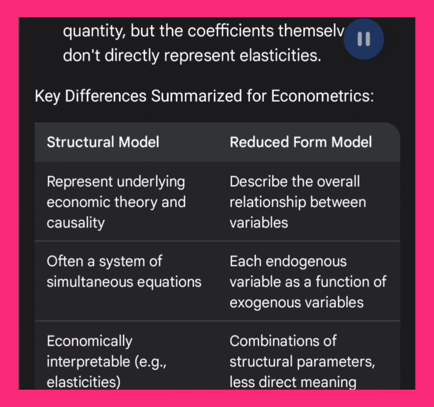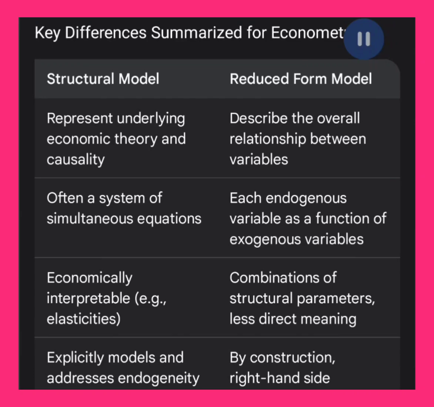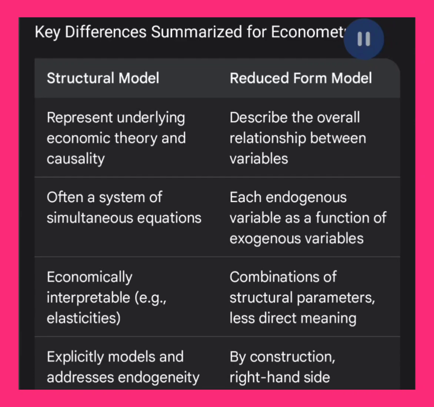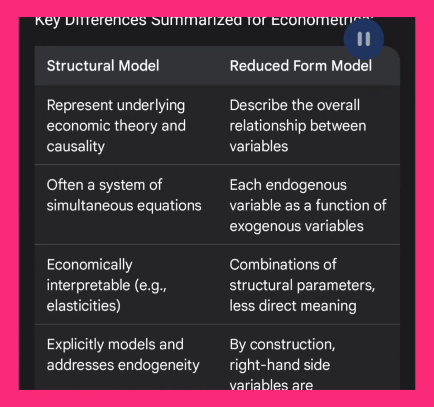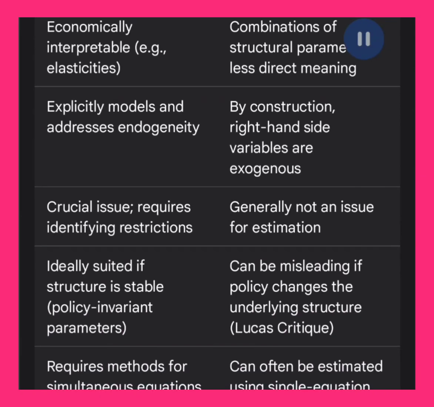Feature: structural model versus reduced form model. Goal: represent underlying economic theory and causality, versus describe the overall relationship between variables. Equations: often a system of simultaneous equations, versus each endogenous variable as a function of exogenous variables. Parameters: economically interpretable, e.g., elasticities, versus combinations of structural parameters, with less direct meaning. Endogeneity: explicitly models and addresses endogeneity, versus by construction, right-hand side variables are exogenous.